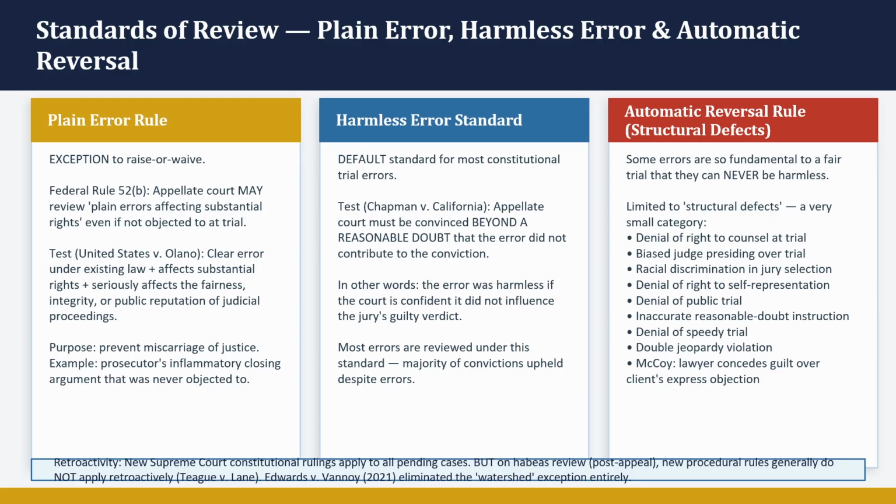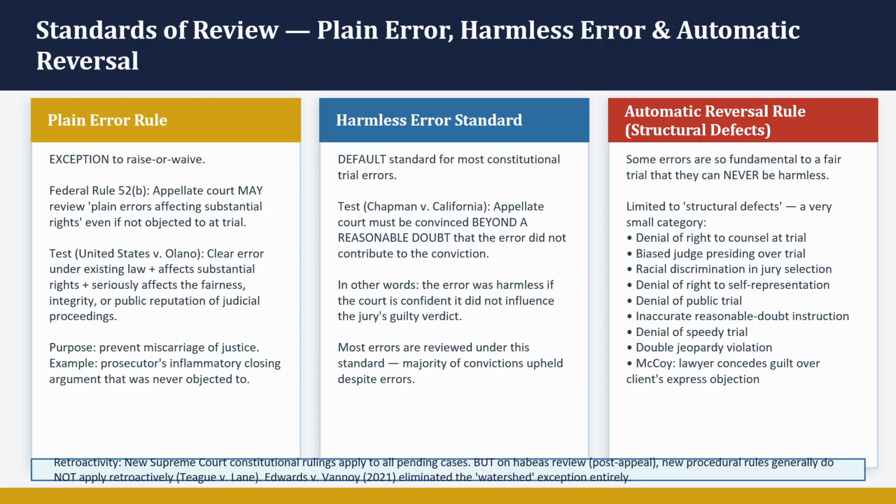McCoy v. Louisiana in 2018 is a significant recent addition. Defense attorney Michael Coren, over client Robert McCoy's vehement and repeated objection, conceded McCoy's guilt in opening statement at both the guilt and penalty phases. The Supreme Court held this was a structural error because it denied McCoy the fundamental right to make his own choices about how to defend his liberty. Some decisions belong to the defendant and not to his lawyer.